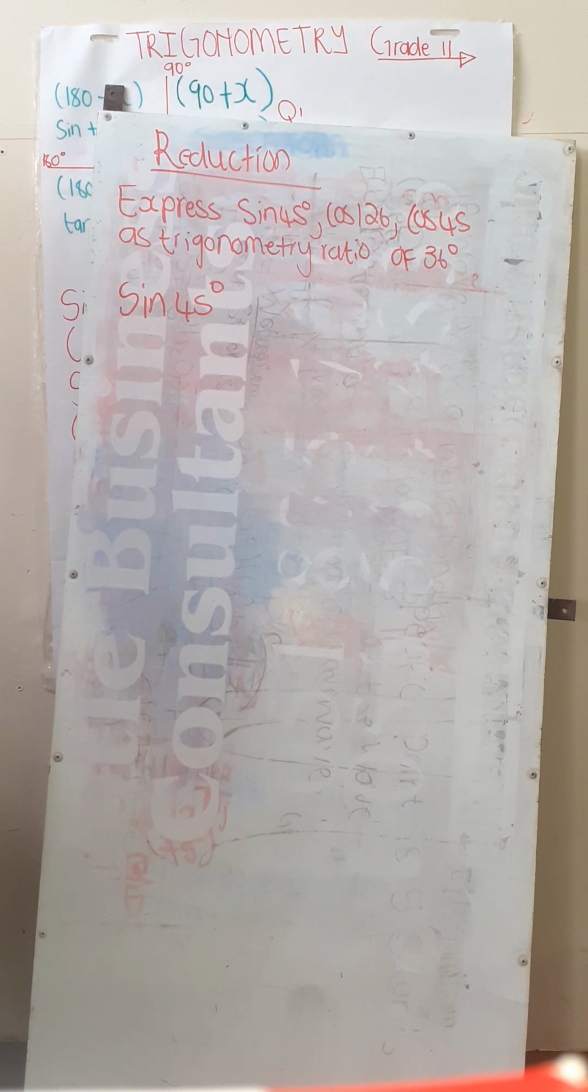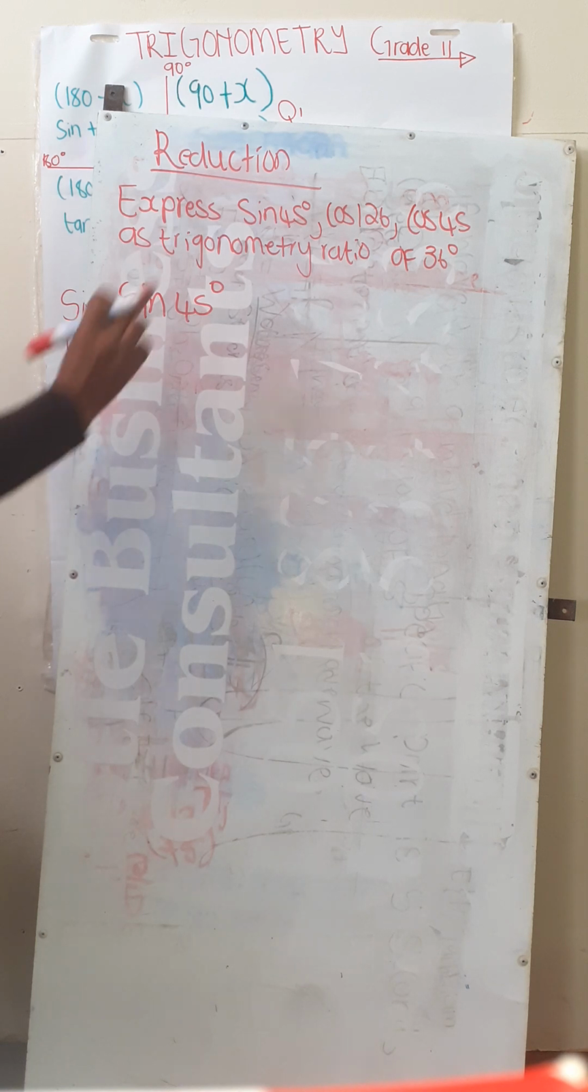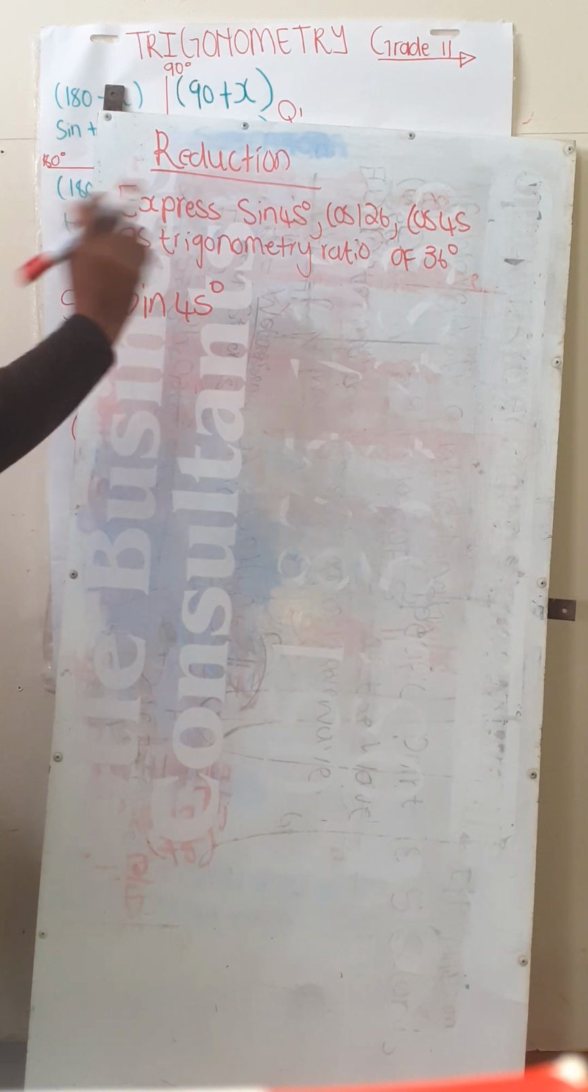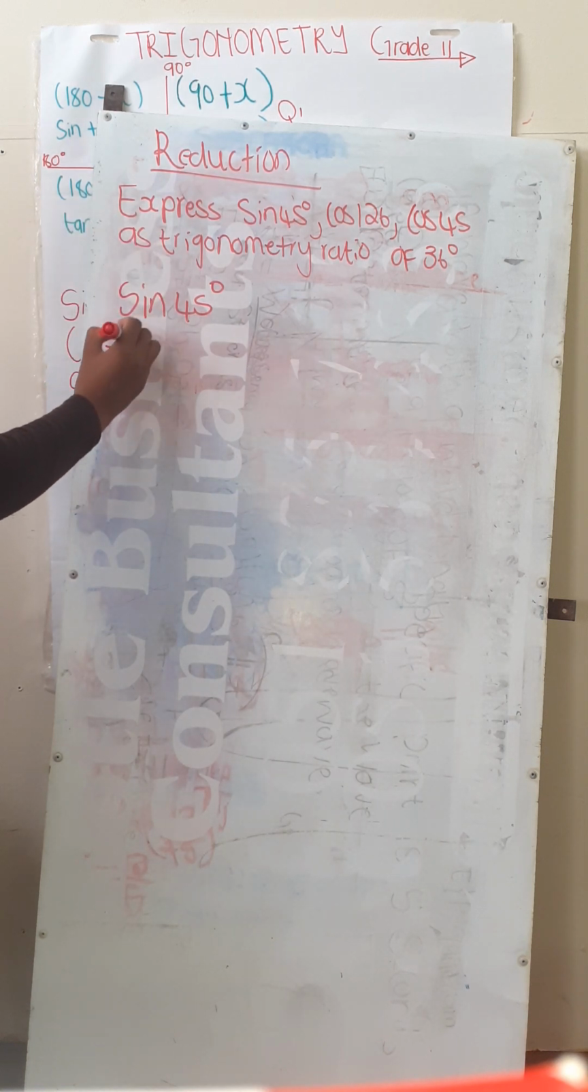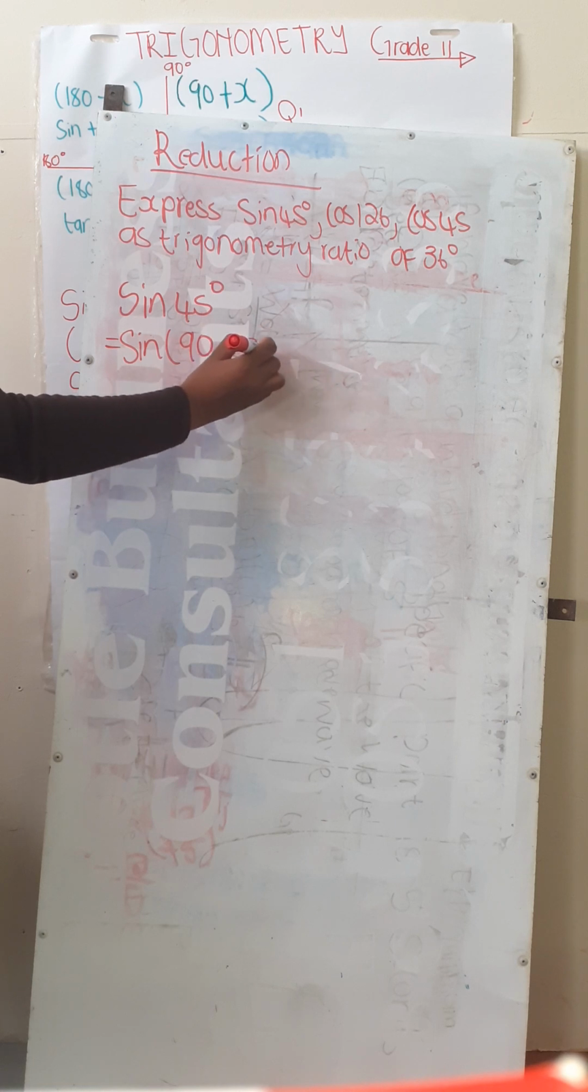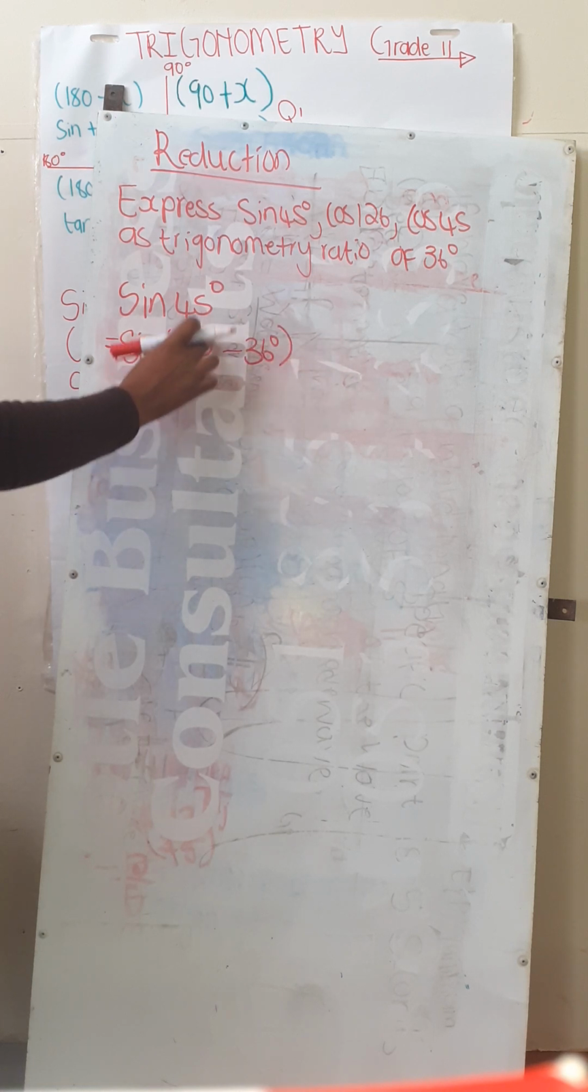We are going to say 90 minus 36. So not 36, sorry, 45. So that's how you will know that 90 minus 36 will give us 45, right? So we are reducing this in terms of 45. So that will be sine 90 minus 36 degrees. This is still the same as this. When you say 90 minus 36, it will still give you 45.